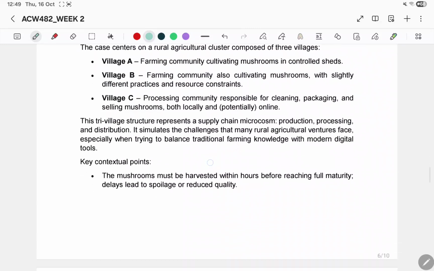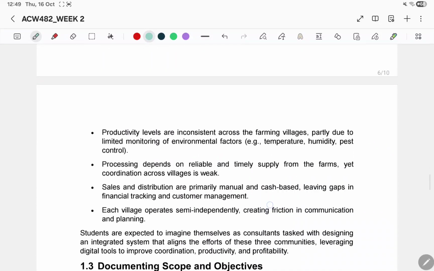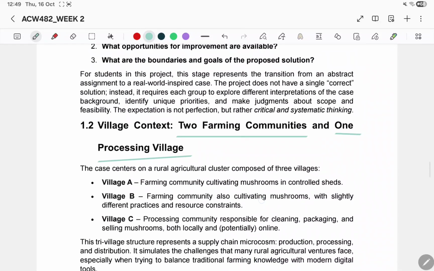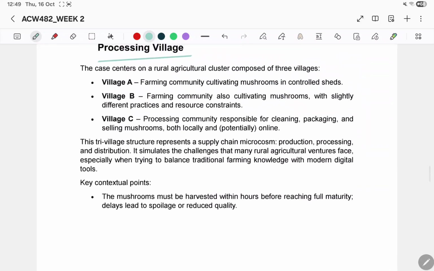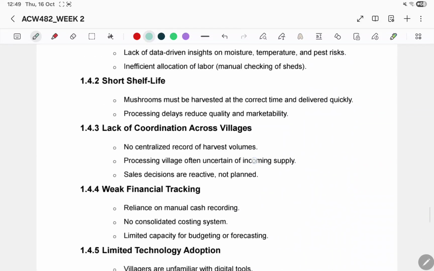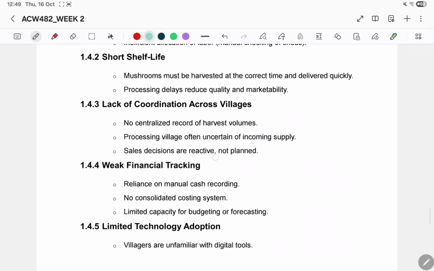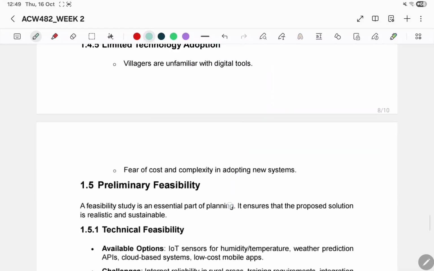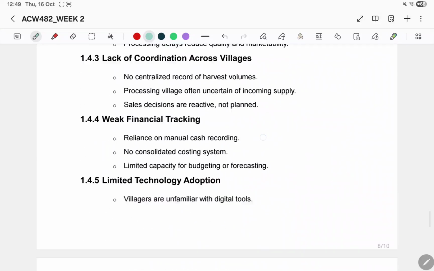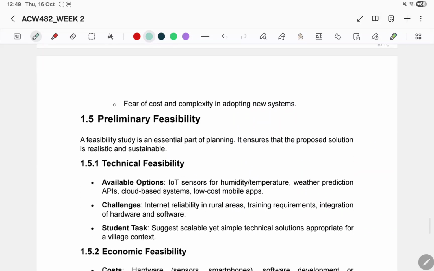But the main thing is over here. The main thing is, I don't know if it's inside here or not. Let me just see. Yeah, over here, the problem. These are the problems. You need to assess them. They are already inside there.